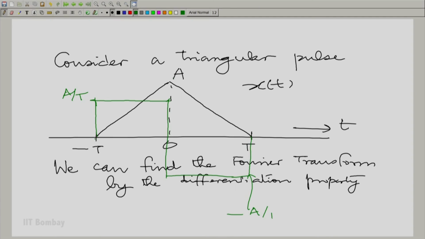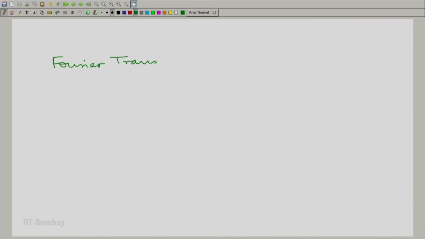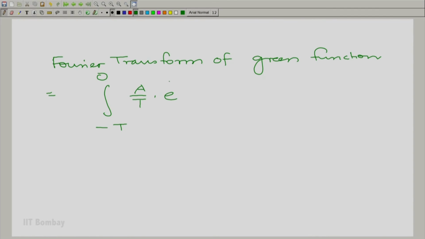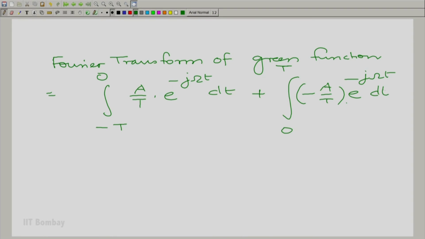I have sketched the derivative on the same graph, and you can see it is very easy to calculate the Fourier transform of the green function. Let me do it for you. It is essentially the integral from minus T to 0 of A by T, that is a constant, times e raised to the power minus j omega t dt, plus the integral from 0 to T of minus A by T times e raised to the power minus j omega t dt. Easy to evaluate. You can do it, I leave it to you as an exercise.